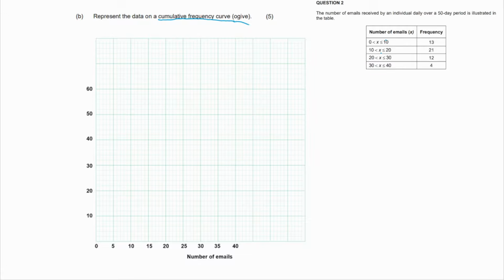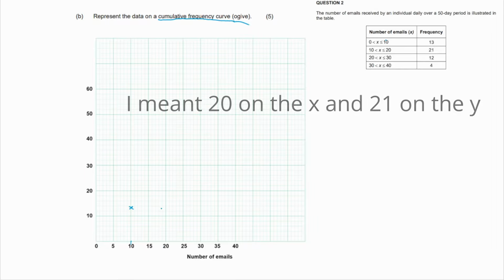So for example here, we're going to be plotting number of emails is 10. So we're going to be plotting somewhere on this line, essentially, and the frequency is 13. So here's 10. And each little block represents what? 12, 14, 16, 18. So each little block represents 2. So here would be 12, and halfway in between would be 13. So here's the point 10, 13.